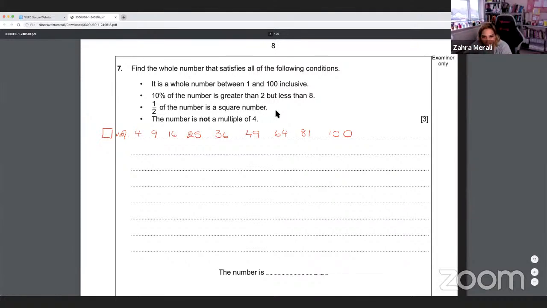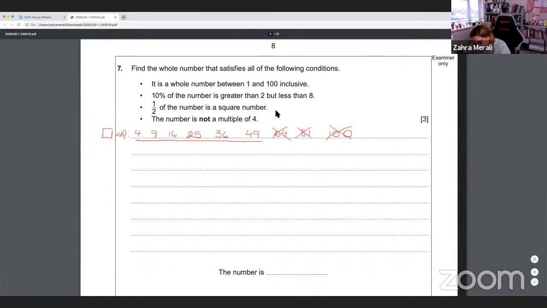And we're saying half of the number is a square number. Well, if we double it, 64 doubled is going to give us over 100, so it can't be any of those. So half of them are going to be one of these.